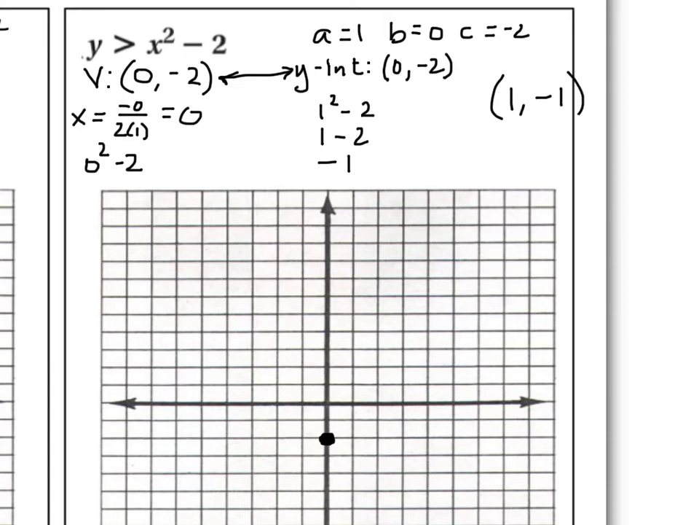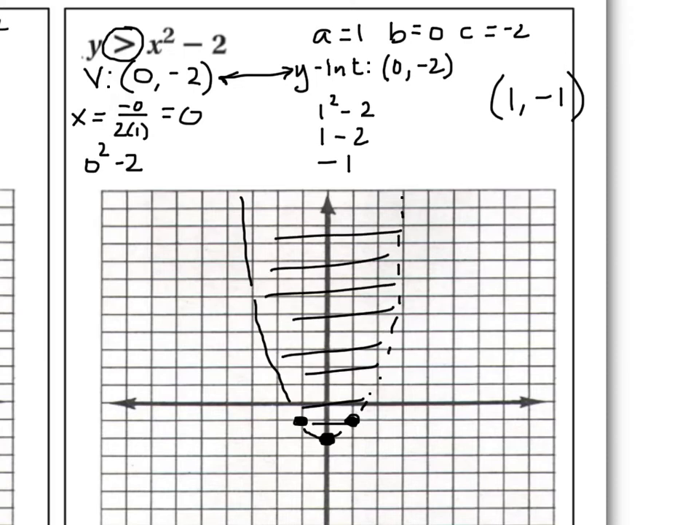So now I'm going to plot this ordered pair. Right 1 and down 1, and then I'm going to reflect that. Okay, so I reflect it across, and now I can figure out what I'm going to draw. Again, this tells me that I'm going to draw a dashed curve. Okay, so I got a dashed curve, and it also says that I shade above the vertex, or above the curve, so I'm going to shade above the vertex, like so, and you're done. So in this case, whenever your y-intercept and your vertex are the same, you've got to find one more point.